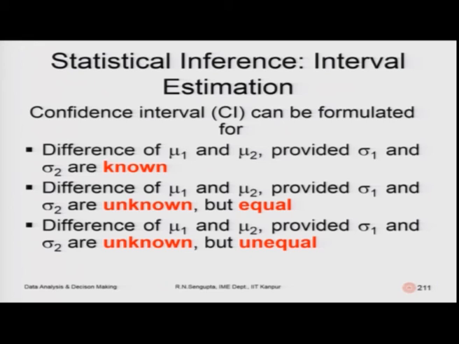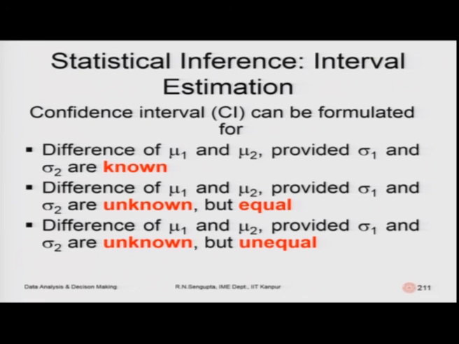Statistical inference estimation can be there, confidence interval can be there when you are trying to find out the difference of the means, provided sigma 1 and sigma 2 are known. So, if it is difference of the mean and standard deviation is known, obviously we will use the Z distribution. I am going to just repeat it, bullet points, come back to the problem solving later on.